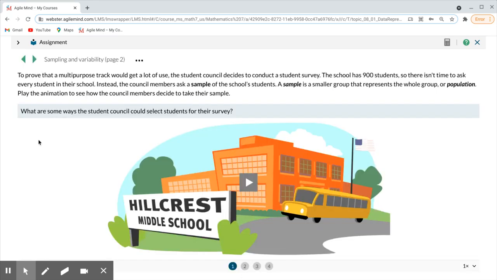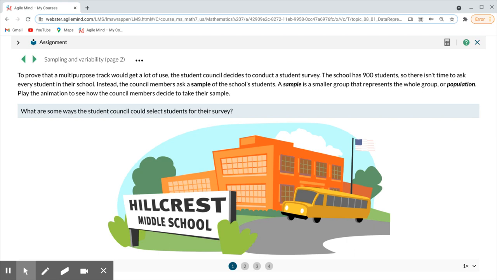So let's look at this. Najela, will you read that for us? To prove that a multi-purpose track would get a lot of use, the student council decides to conduct a student survey. This school has 900 students, so there's no time to ask every student in their school. Instead, the council members ask a sample of the school students. A sample is a smaller group that represents the whole group or population. Play the animation to see how the council members decide to take their sample. All right, and it says, what are some ways the student council could select students for their survey?